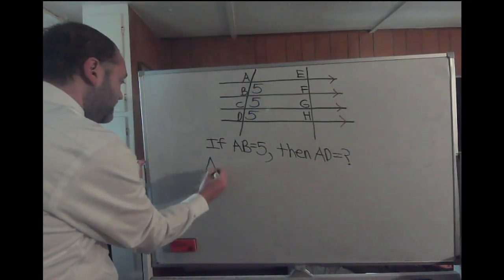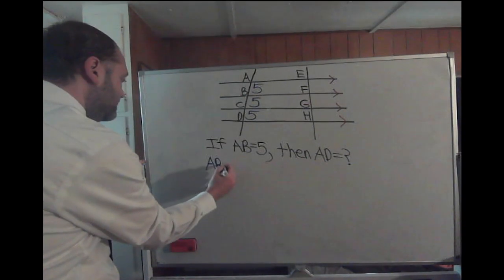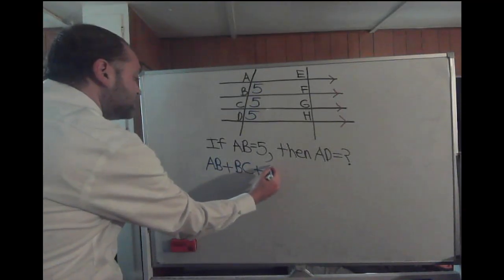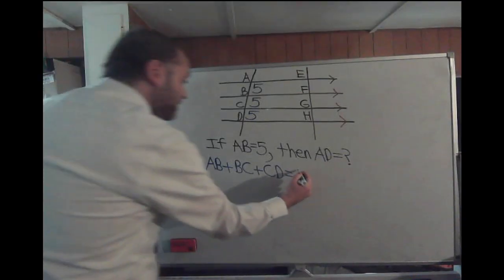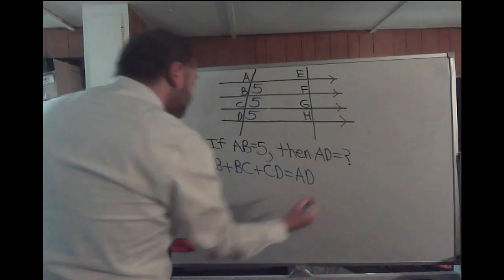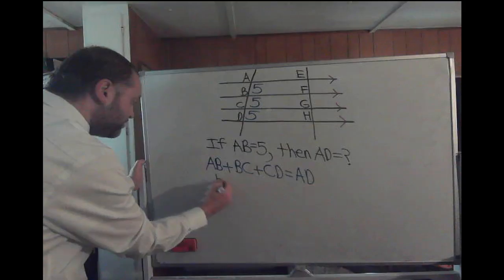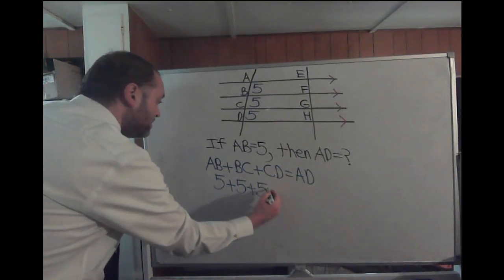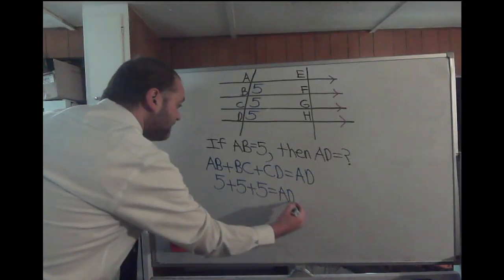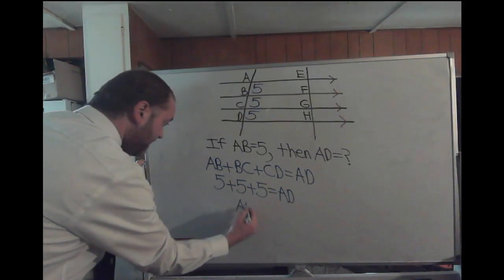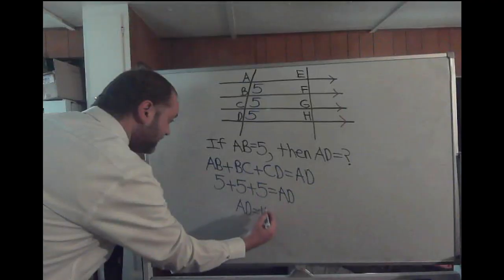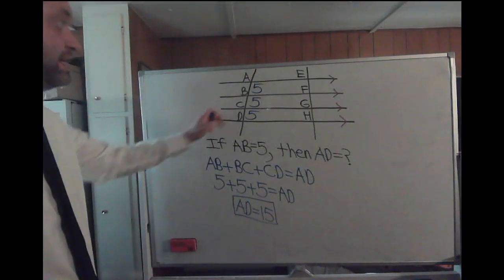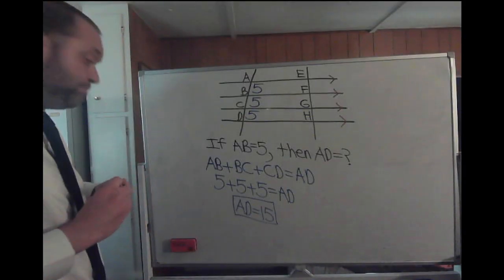We know then that AB plus BC plus CD therefore would equal AD, right? Well, AB is 5. This translates into basically 5 plus 5 plus 5 would equal AD, therefore giving us an answer that AD would equal 15. So the length of segment AD would end up being 15.